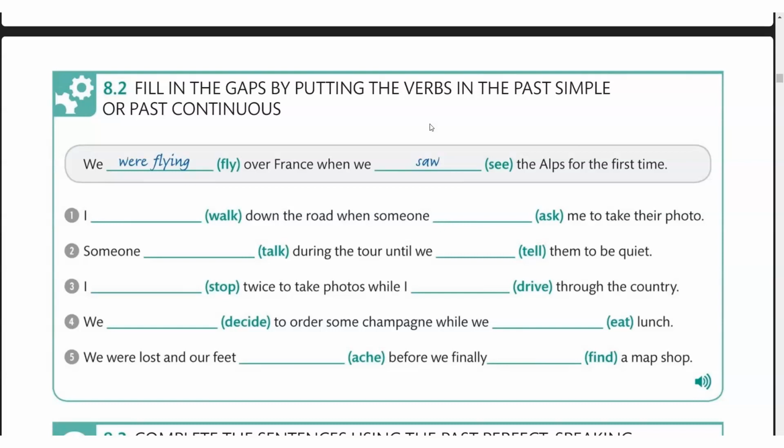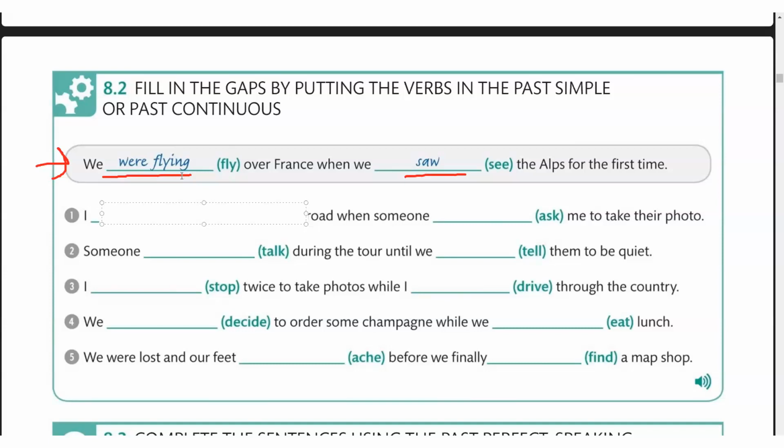Example, we have here, we were flying over France when we saw the Alps for the first time. So we have the past continuous because what happened? Then we had the next action that we saw the Alps. So one thing was happening and then another thing was happening, and they're both in the past. Okay, so let's look at number one. We have the verb given to us, so we have to change it. I, down this road when someone, me to take their photo. So what can we say? So I'm just going to type in the answers here. So I was walking.